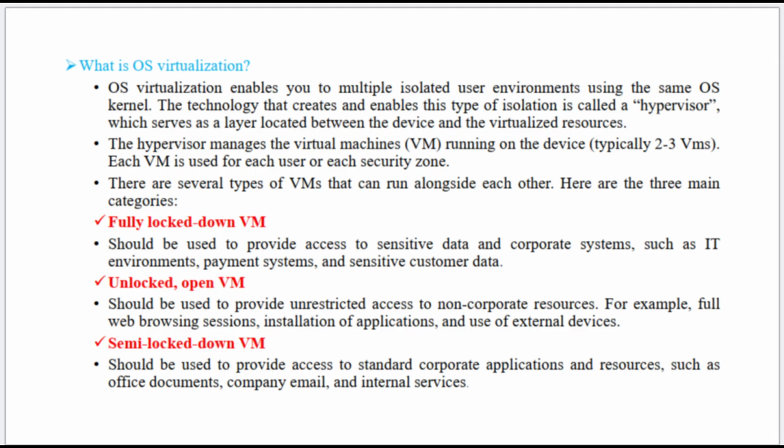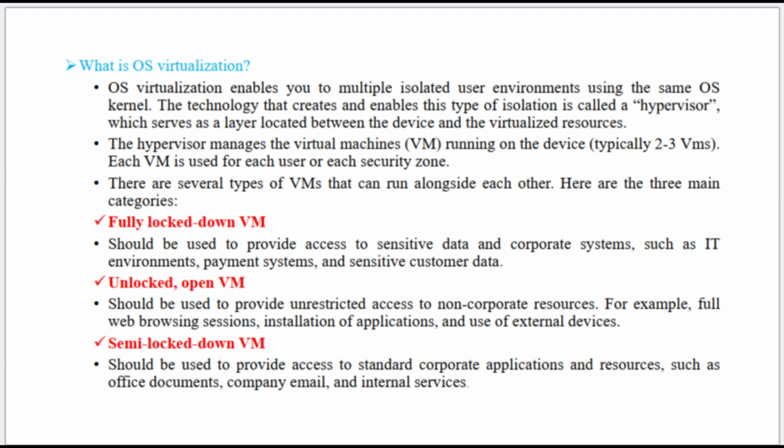The hypervisor manages the virtual machines, VMs, running on the device, typically two to three VMs. Each VM is used for each user or each security zone. There are several types of VMs that can run alongside each other. Here are the three main categories.